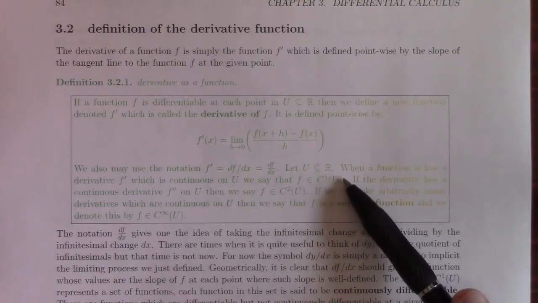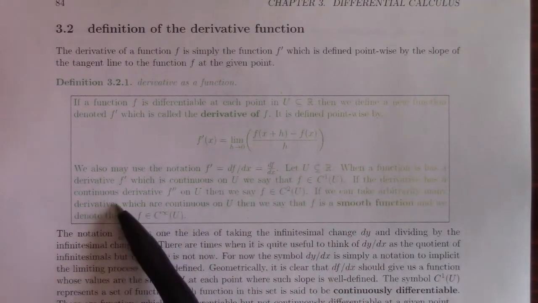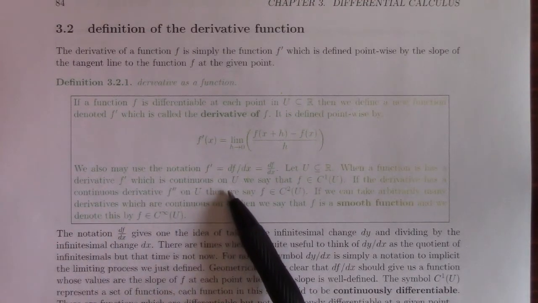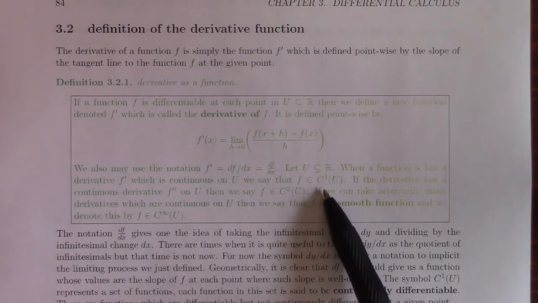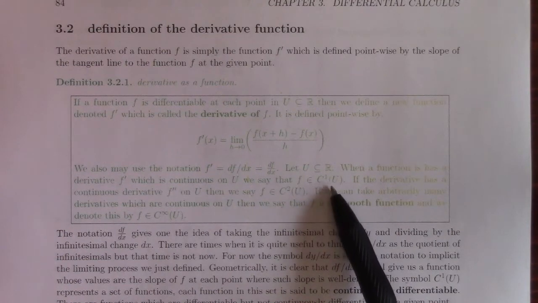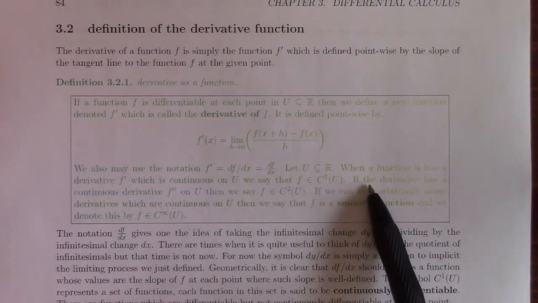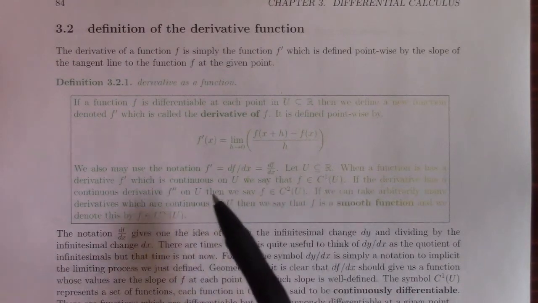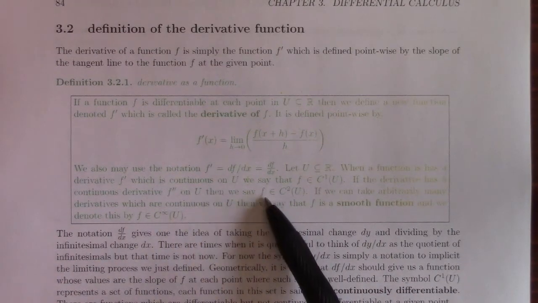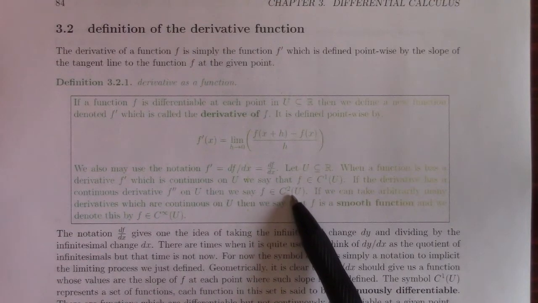If U is a subset of the reals, when the function has derivative f prime which is continuous on U, we say that f is in C1(U). That means it's once continuously differentiable. And if the derivative has a continuous derivative f prime prime on U, we say f is in C2(U). Alright, that would be twice continuously differentiable.